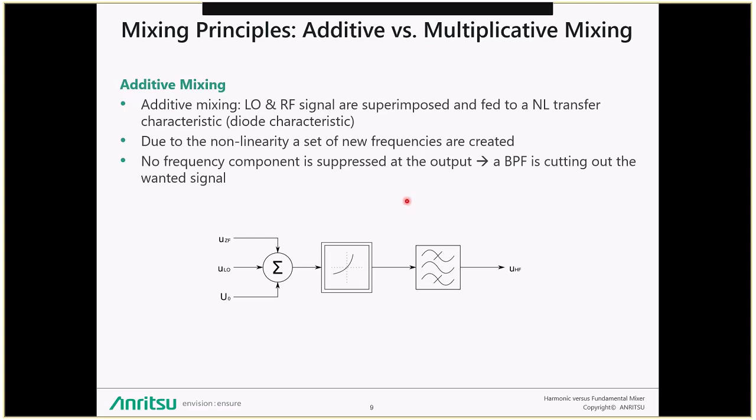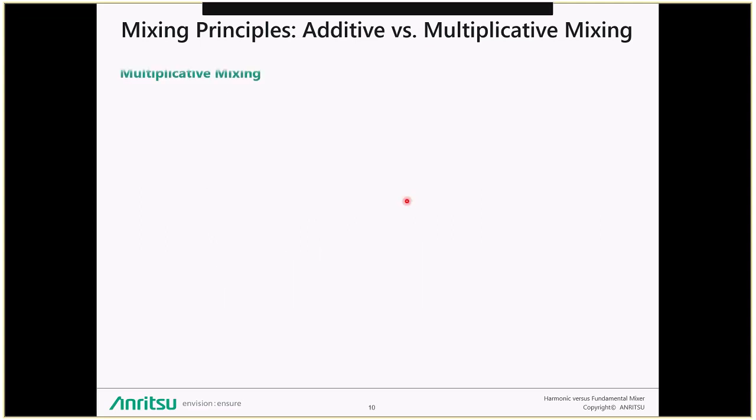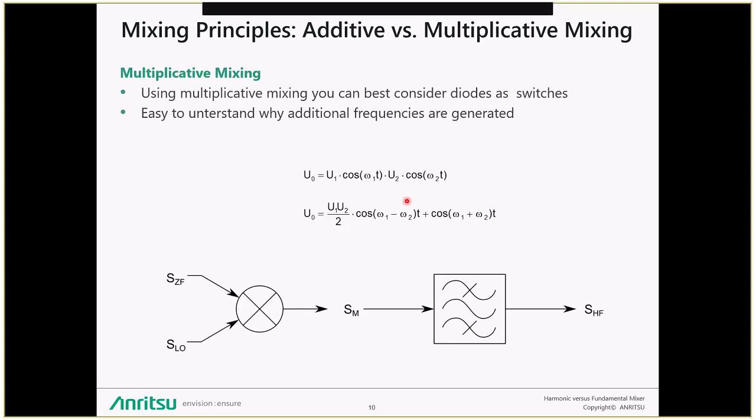Okay. And then the other technique is what we call multiplicative mixing. In this case, we are using a multiplicative device that will get two different signals and multiply them, and at the output of the device we will have the result of this multiplication.